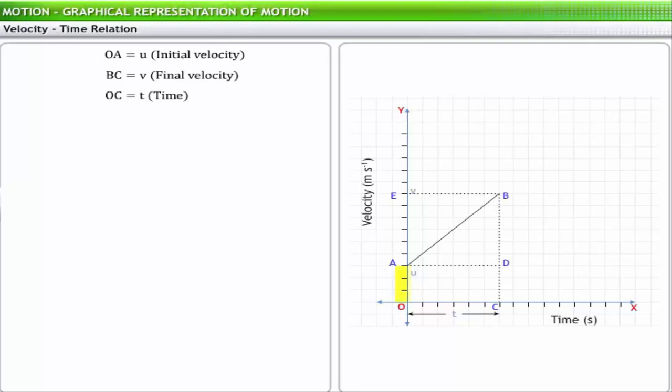Now, OA represents the initial velocity u. BC represents the final velocity v. OC represents the time t.